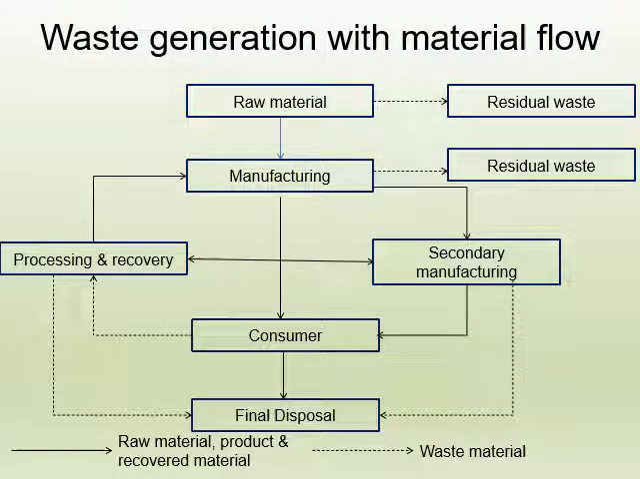Now here is a diagram which is referring to the waste generation process with the material flow: how the material will be used to manufacture a product or item, and how wastes are generated from this material flow. So first, raw material is used for manufacturing any type of product.